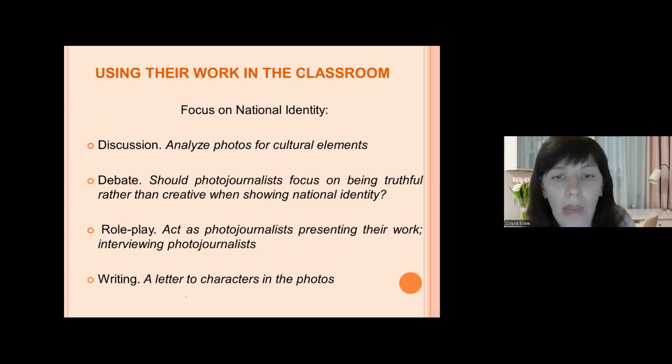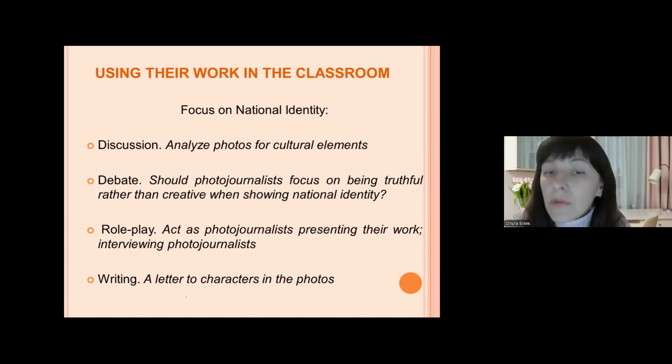Or you can have a debate on truth versus creativity. During this debate, students discuss whether photojournalists should focus on showing the truth or if they can be creative in how they show national identity.